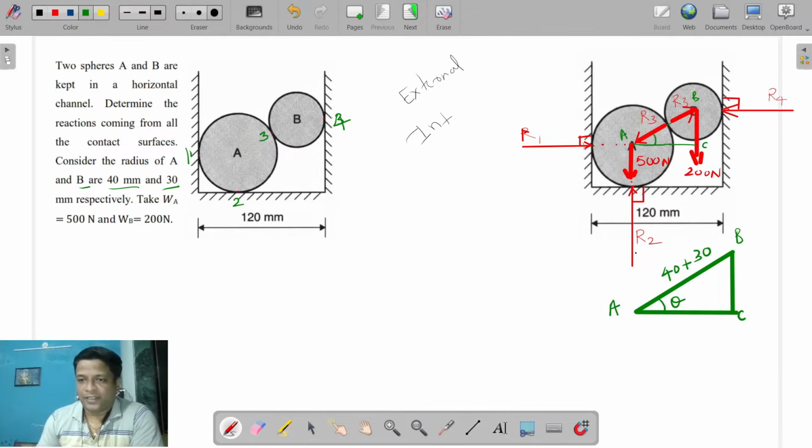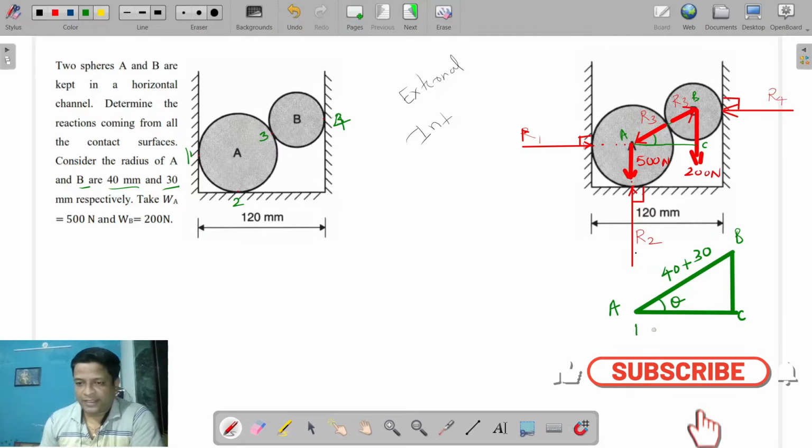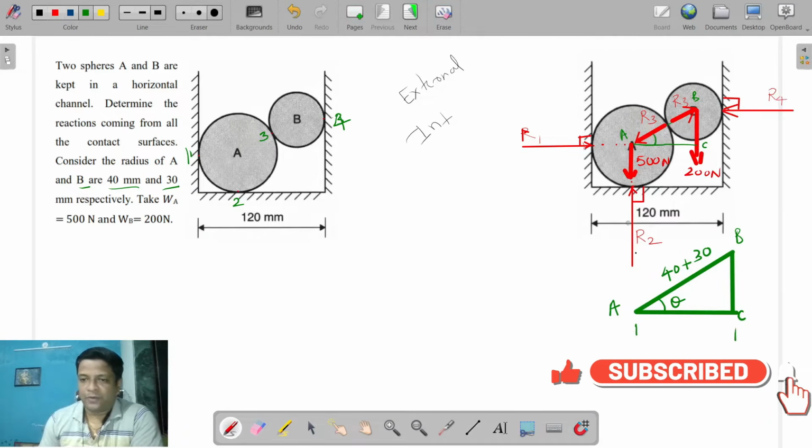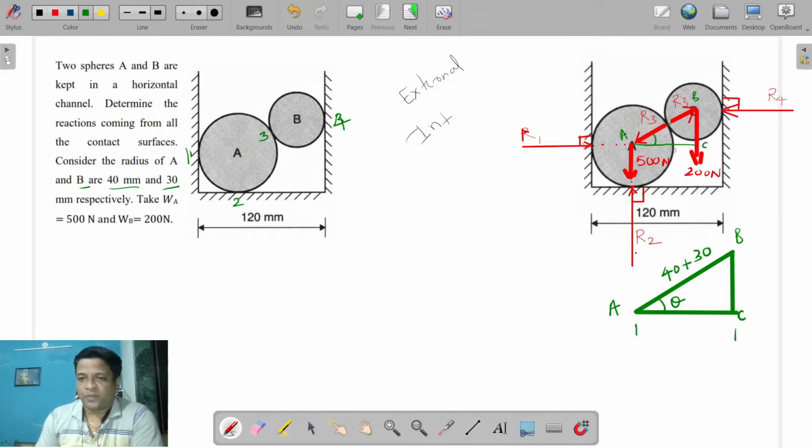Now you need to find out this length AC. The length AC is missing. So to calculate that, one more piece of information is given. Total width of the channel is 120 mm. So if we are able to subtract this length as well as this length from the total 120 mm length, then only we can find out this required length.